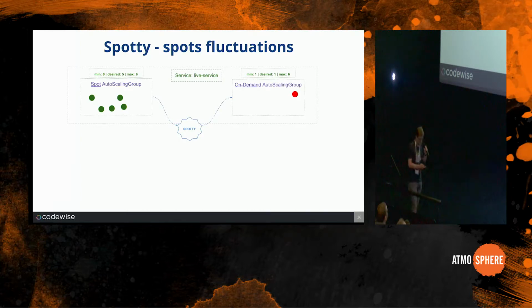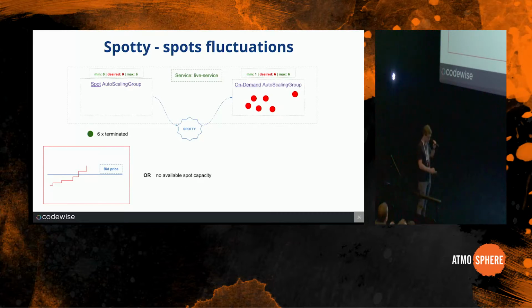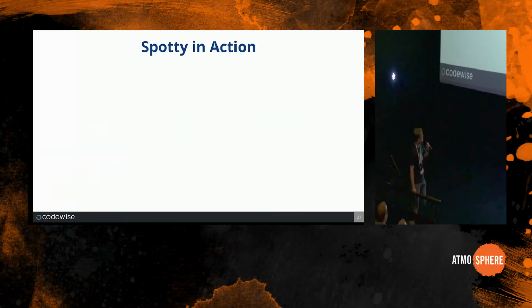So here is an animation that shows this. We are working with 5 spots, and either our bid can be lower than the actual spot market price, or there's simply no availability of spots, and this is the most popular case right now. We get the notification, we need to react. So we're going the other way around. We're increasing on-demand desired. The spots will launch. We're not killing them now because they will be gone either way in 2 minutes. And after 2 minutes, we just decrease desired in spots. So it's really, really a simple solution.